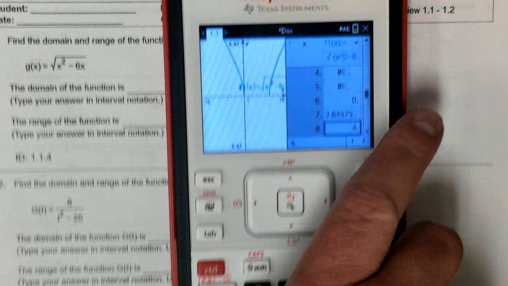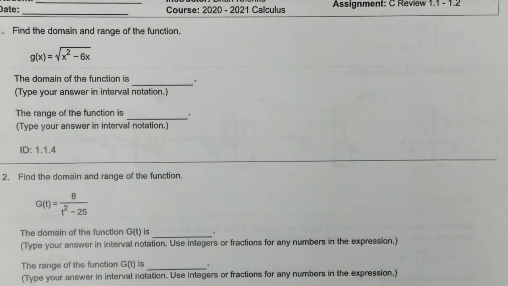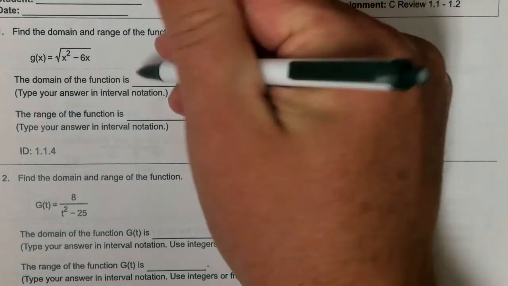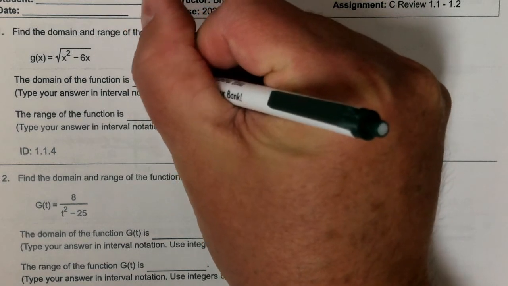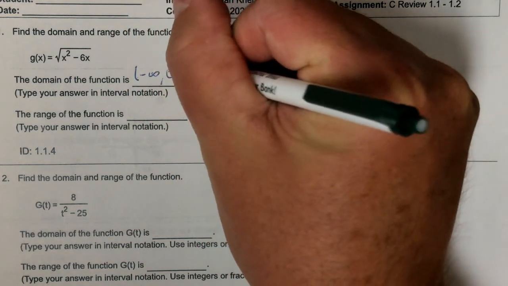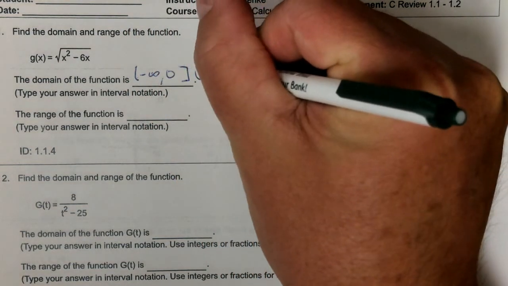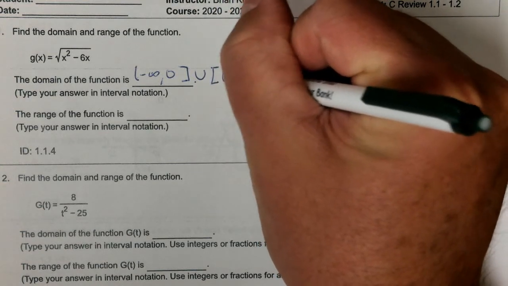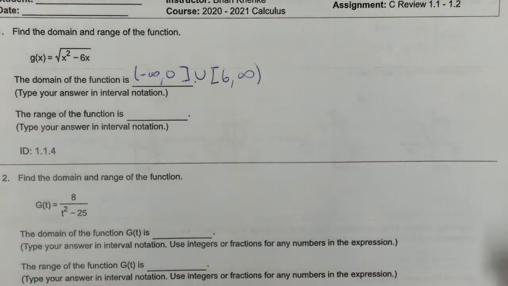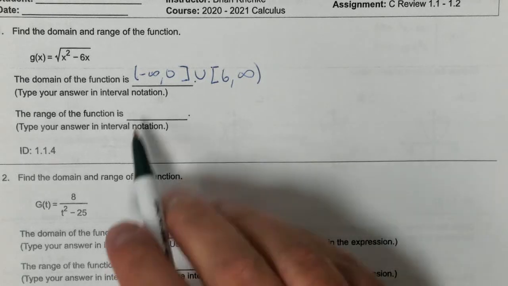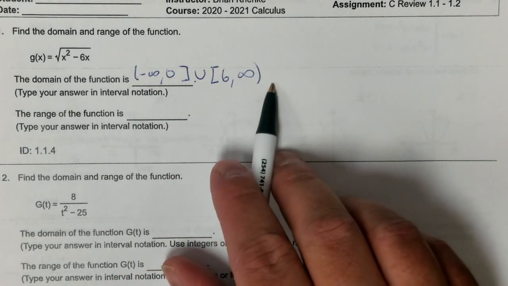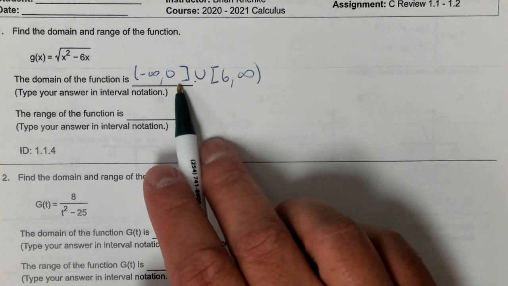So that domain is negative infinity, comma, 0, bracket, union, bracket, 6, comma, infinity. So remember, whenever you use negative infinity or positive infinity, it has to be with parentheses. And in this case, we needed brackets because it included that number.